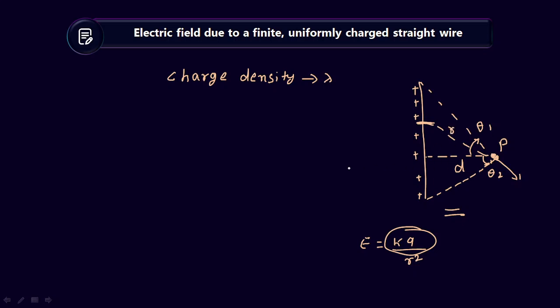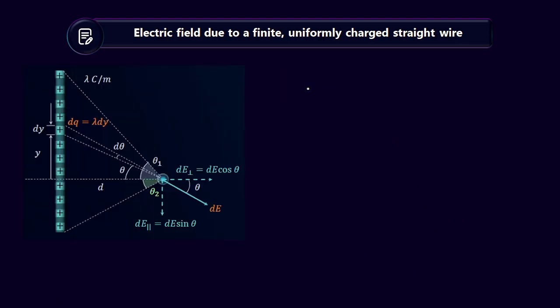So in these kinds of questions, what we can do is consider one small element at a height of y, and then due to this element we can find the electric field and then do the integration. Simple. So here we have one wire in which lambda is the charge density. We consider one element at a distance of y from the line joining the wire to the point, and at this point we want to find the electric field due to this small element dy.